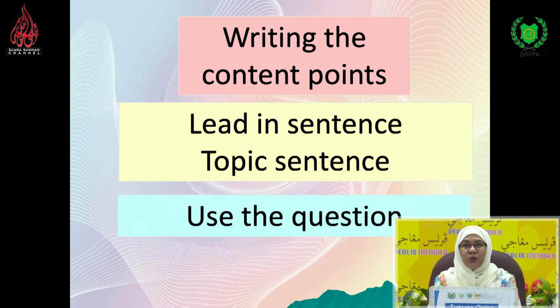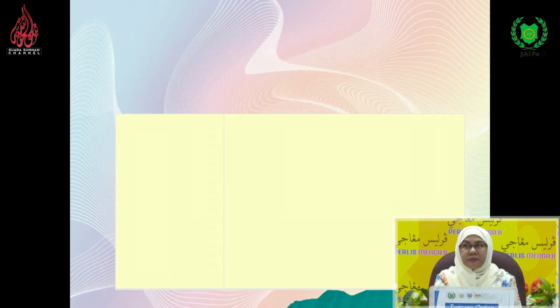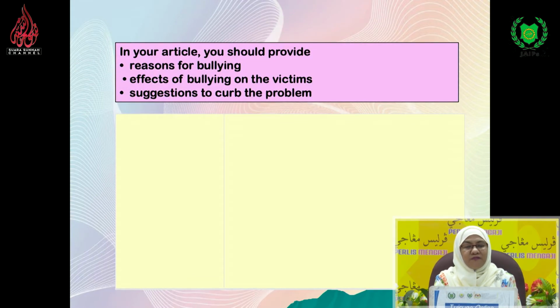Now, one way to do this is to use the question or to use the situation in the first part of your question. All right, let's take a look. We have this in your question, in the first part of your question or in the situation part of your question. We have in your article, you should provide reasons for bullying. So that would be maybe your first one paragraph, effects of bullying, one paragraph, and suggestions to curb the problem, one paragraph. So you are going to write 3 paragraphs for the body of your essay.